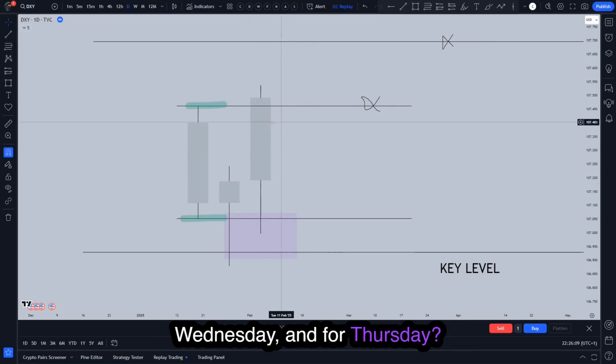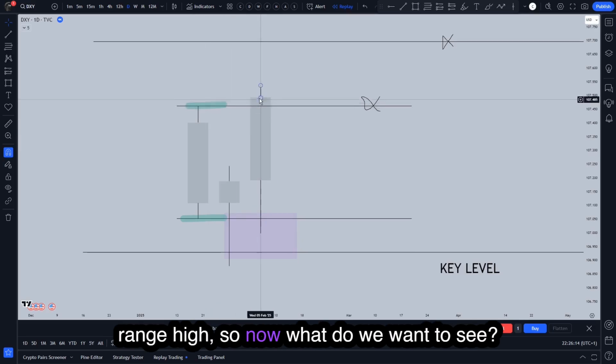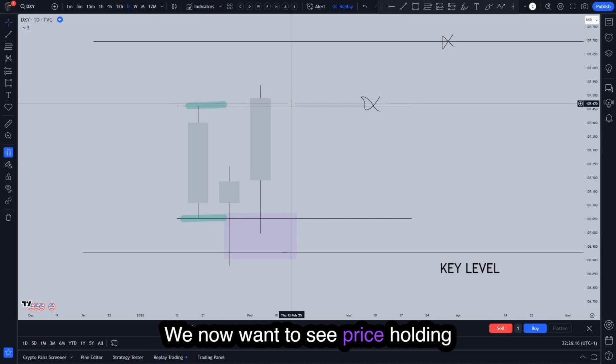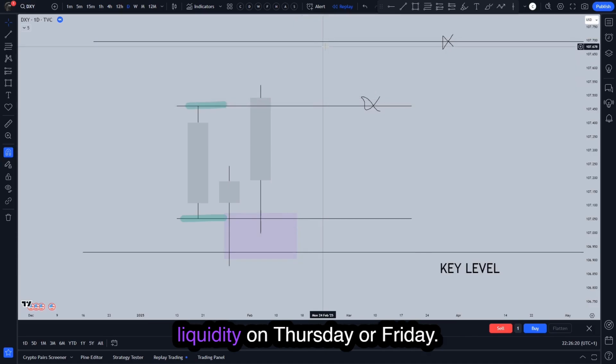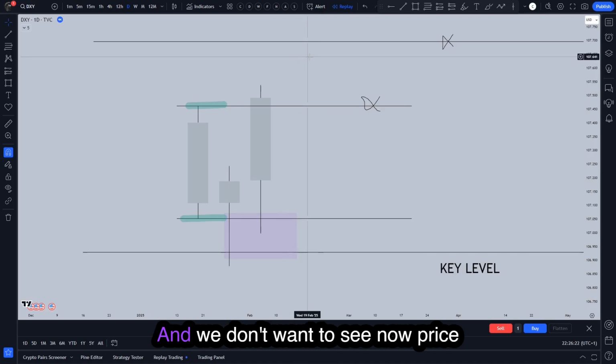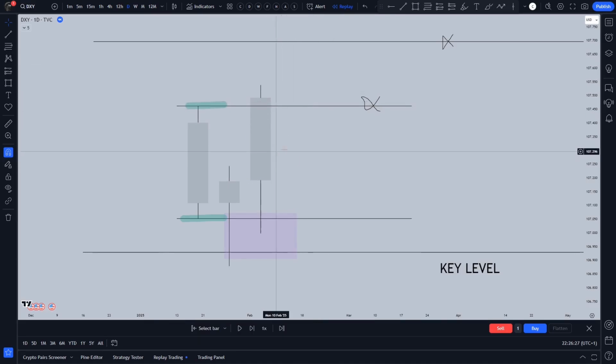daily candle here. So now again, we look at the daily chart, and what is now the bias for Wednesday and for Thursday? The daily candle closed above the Monday range high. So now what do you want to see? We now want to see price holding the Monday range high and continue the expansion into the drawn liquidity on Thursday or Friday. Right? We don't want to see price trading all the way back into the range.